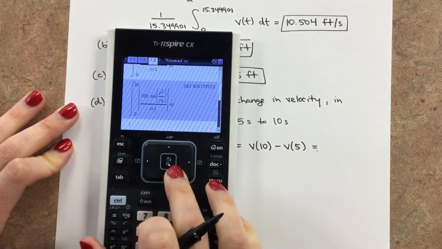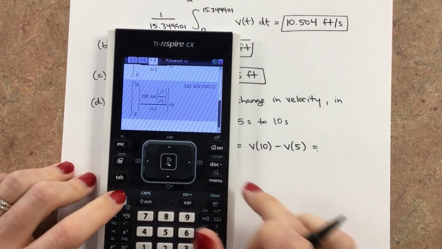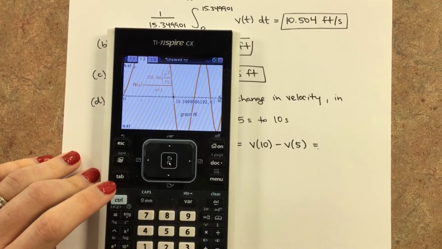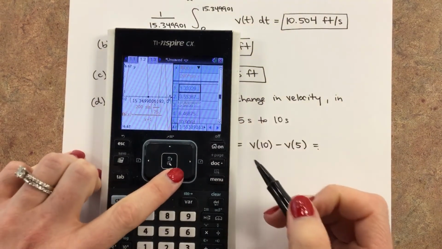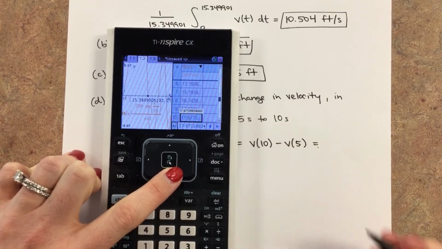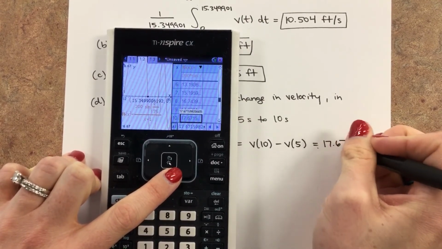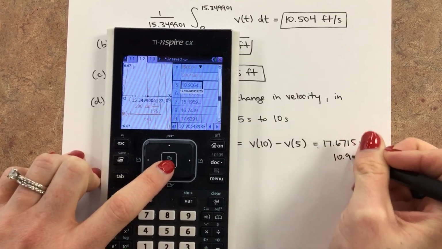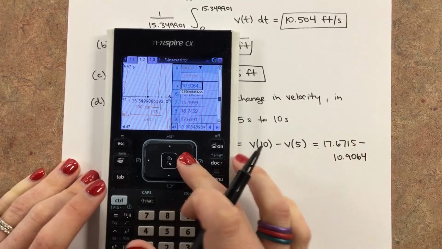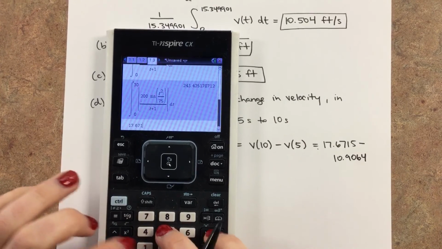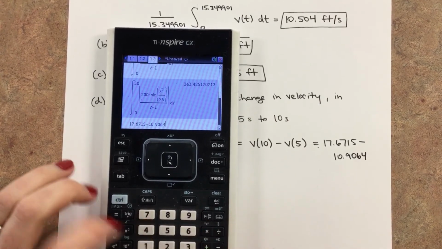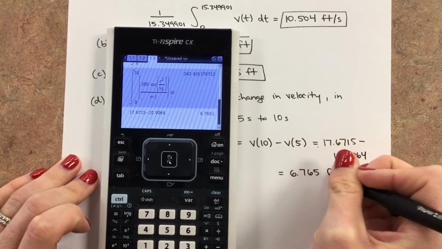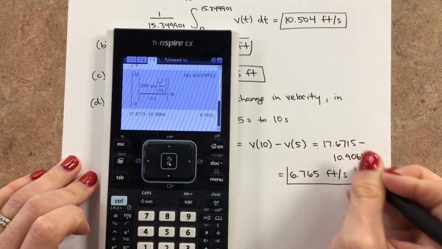So V of 10, here's one thing I can do. If I go back to that graph page, this is my velocity function that's plugged in. I can add a table to this, and then I can see the values at 10 and at 5. So at 10, the value is 17.6715 minus the value at 5, which is 10.9064. All right, so 17.6715 minus 10.9064. So that is the change in velocity, which should be 6.765 feet per second, because it is velocity, so it shares velocity's units.